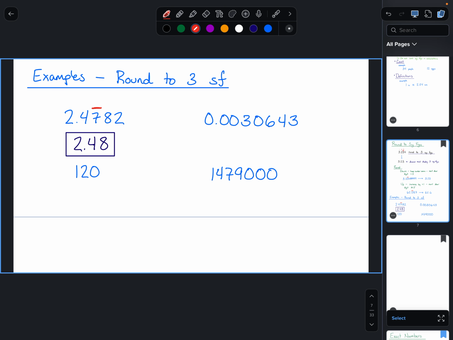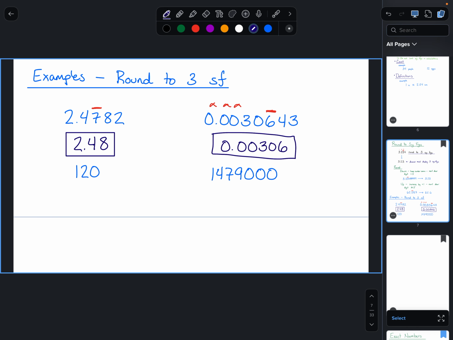0.0030643. What is my third sig fig in that number? What's the value of that third sig fig? The 6, right? I don't count these leading zeros. Those are not significant figures. So I'm starting counting here, which means it's that 6. Okay. Do I round up or down? In this case, I round down or keep it the same. 0.00306.